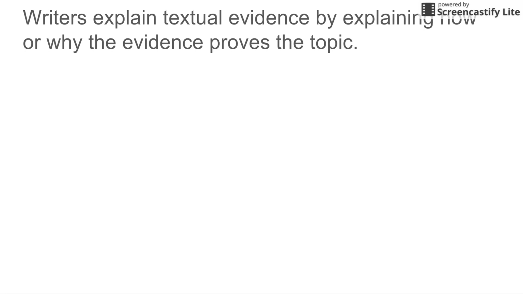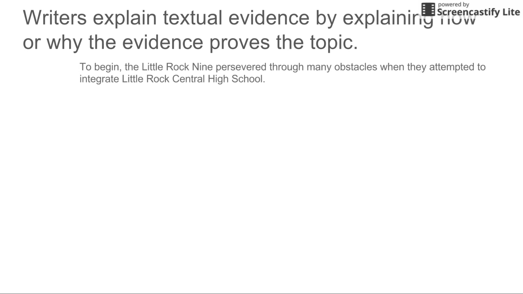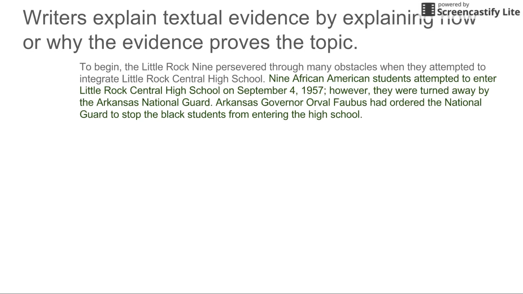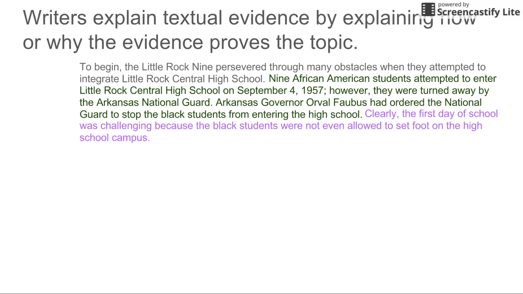So our next paragraph, or it's the same paragraph, we're just adding on more textual evidence. To begin, the Little Rock Nine persevered through many obstacles when they attempted to integrate Little Rock Central High School. Nine African American students attempted to enter Little Rock Central High School on September 4th, 1957. However, they were turned away by the Arkansas National Guard. Arkansas Governor Orville Faubus had ordered the National Guard to stop the black students from entering the high school. Clearly, the first day of school was challenging because the black students were not even allowed to set foot on the high school campus.